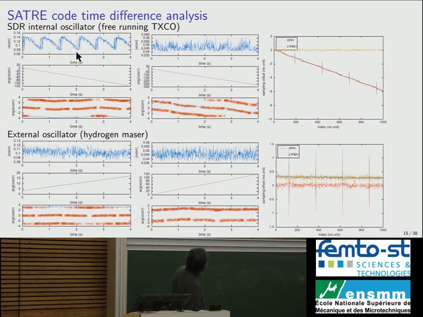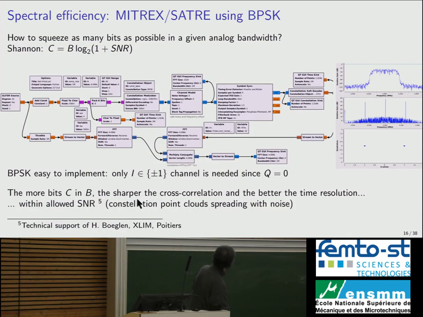That was just to highlight the need to clock. This is using the internal oscillator, so the poor quality TCXO from the software-defined radio. You see here that your phase is drifting. Actually, it's completely off in this case here. This is when clocking with the hydrogen maser, and you see that your phases are stable as you're recording. So just to highlight the need to clock the A to D converter with a high stability clock. If you run it on the TCXO, the phase is going to rotate too quickly and you will not be able to recover the information.